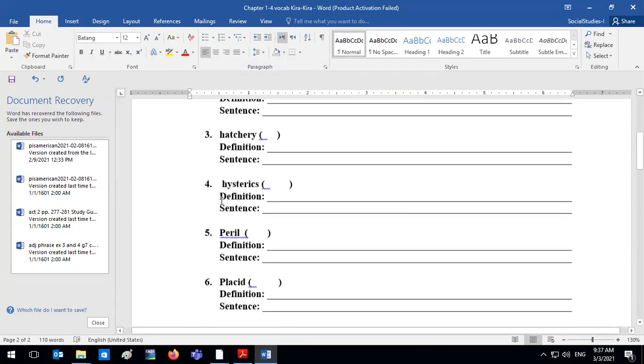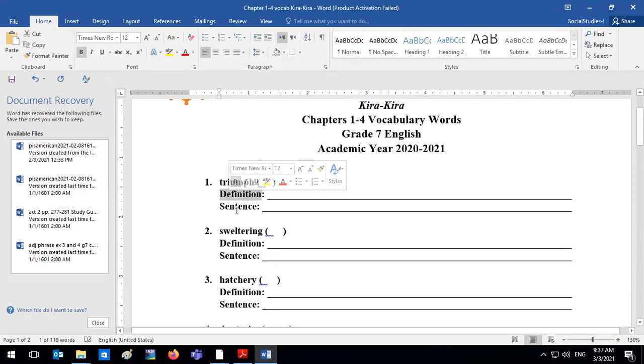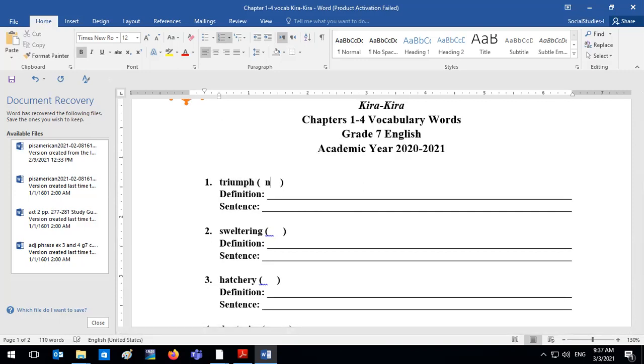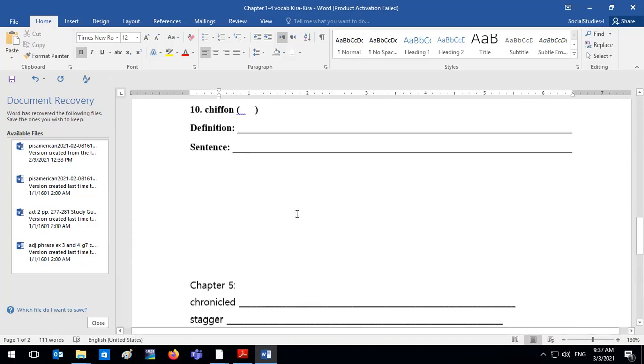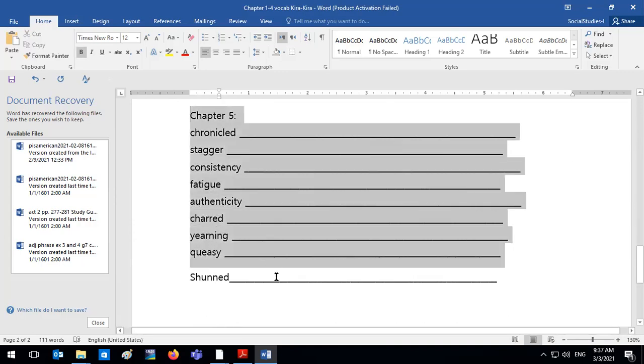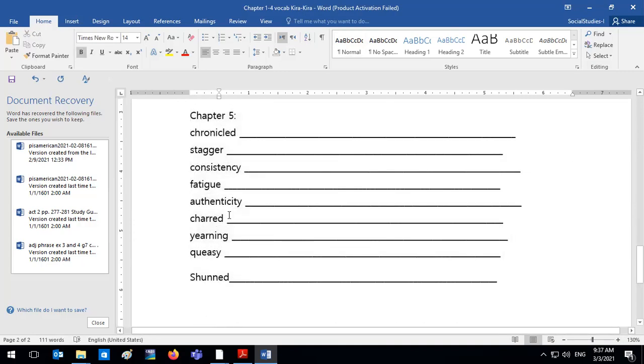just like here. You're going to put the definition and you're going to put the part of speech in parentheses. So triumph is a noun, so you're going to put noun, or n, or you can put the word noun, and then you're going to put the definition for it and then the sentence. You're going to do that for the chapter 5 vocab words for Kira Kira.